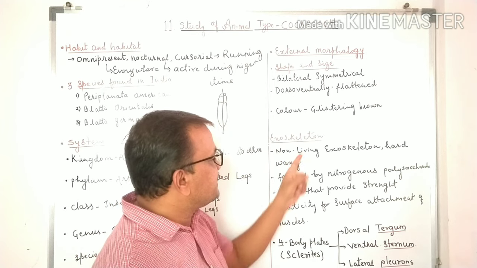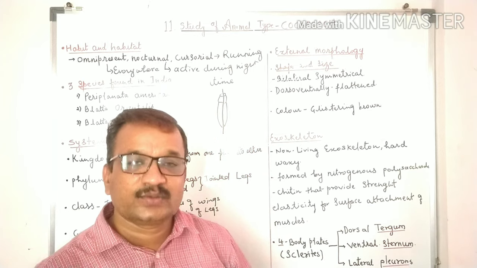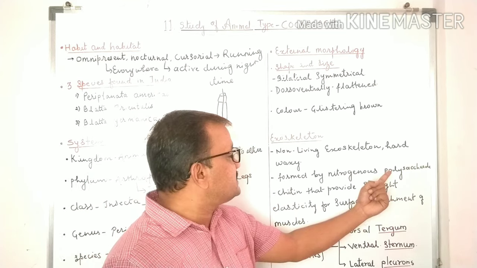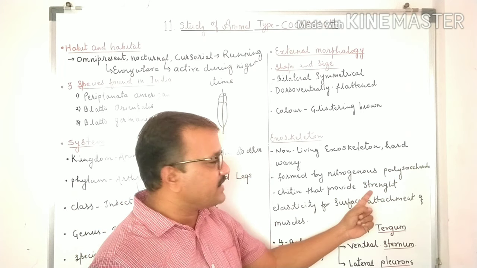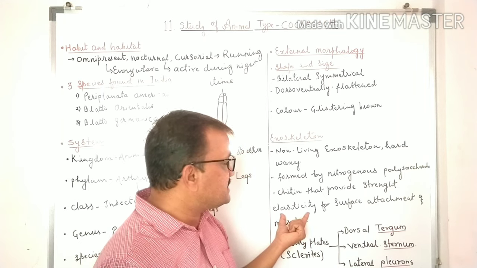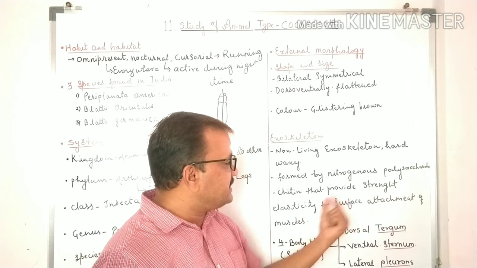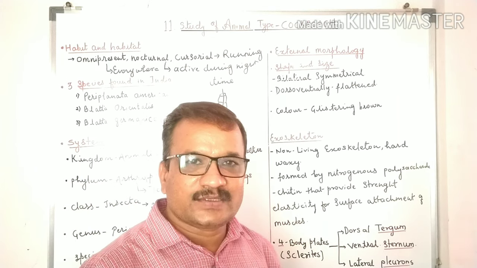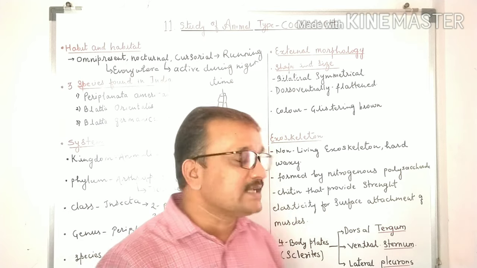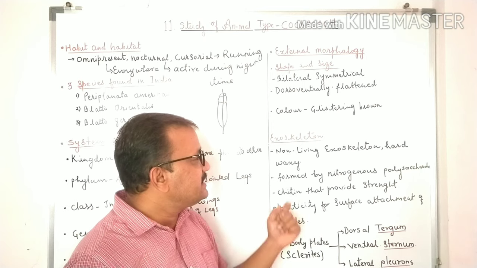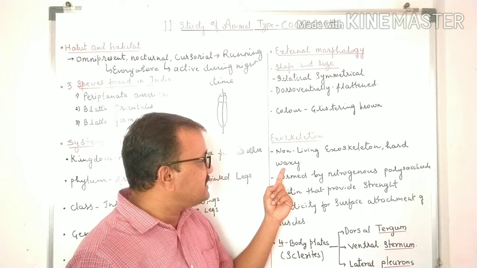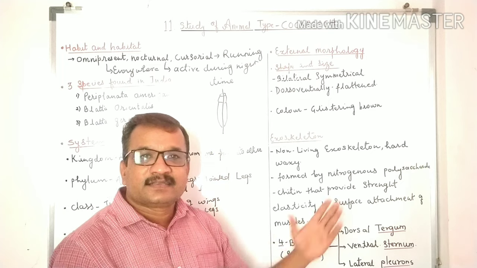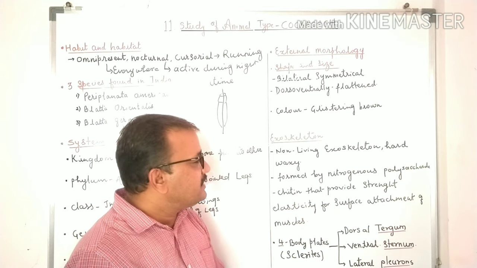Next one is what? This exoskeleton is formed by nitrogenous polysaccharide. So the exoskeleton which is present on the body of cockroach is made up of nitrogenous polysaccharide called chitin, that provides strength. It provides strength, then it provides elasticity. And this strength and elasticity are for surface attachment of the muscles. So we know that cockroach can run on the wall also. So this exoskeleton plays a very important role. This exoskeleton is non-living, waxy and hard, and it is formed by nitrogenous polysaccharide called chitin that provides strength and elasticity for attachment of muscles.